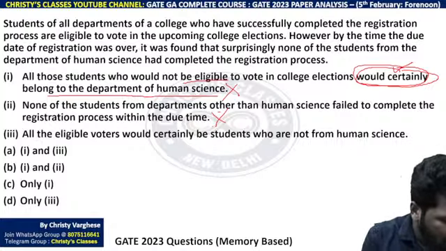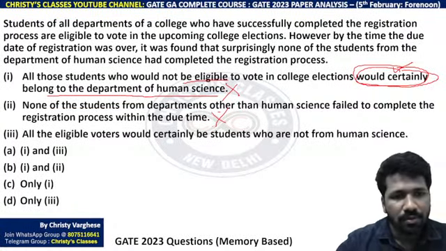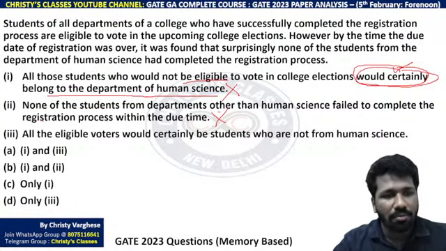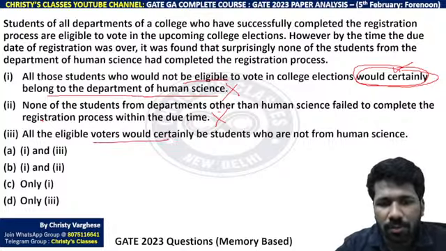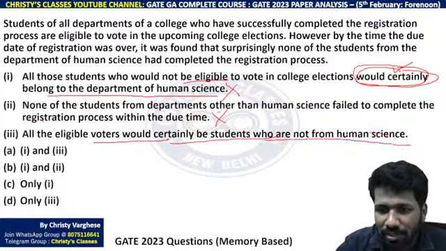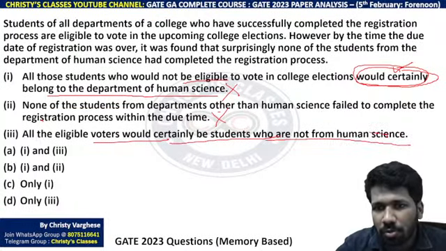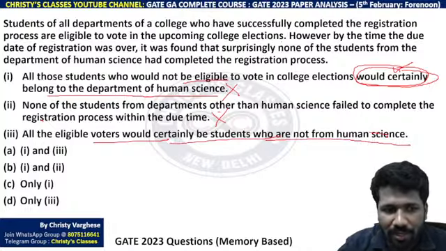बाकी students registration process complete किया है या नहीं वो हमें पता नहीं है. So we cannot say anything certain about it. So statement 2 we cannot conclude. All the eligible voters would certainly be students who are not from Human Science. That is true. Because none of the students from Human Science department completed their registration by the time.